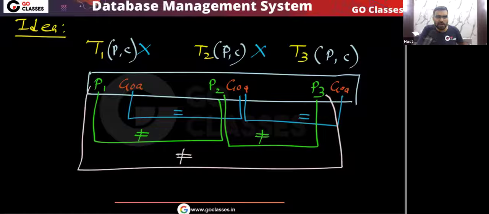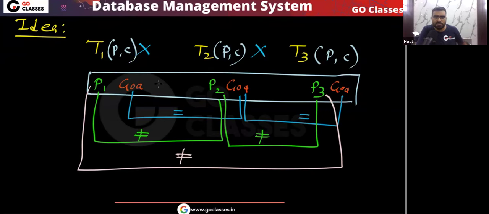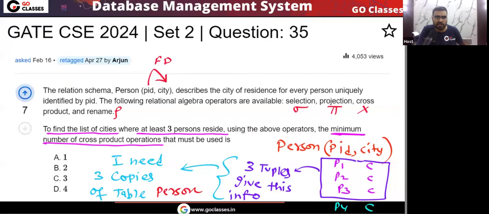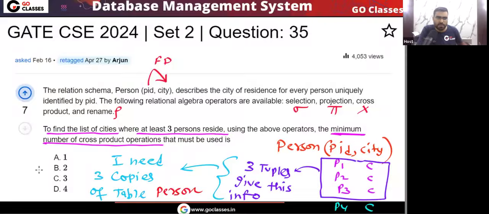So how many cross products are needed? Only two cross products are needed. I need three copies of table Person, but only two cross products are needed. So the answer for this question is two cross products. Very simple question: I want those cities where at least three people are residing.